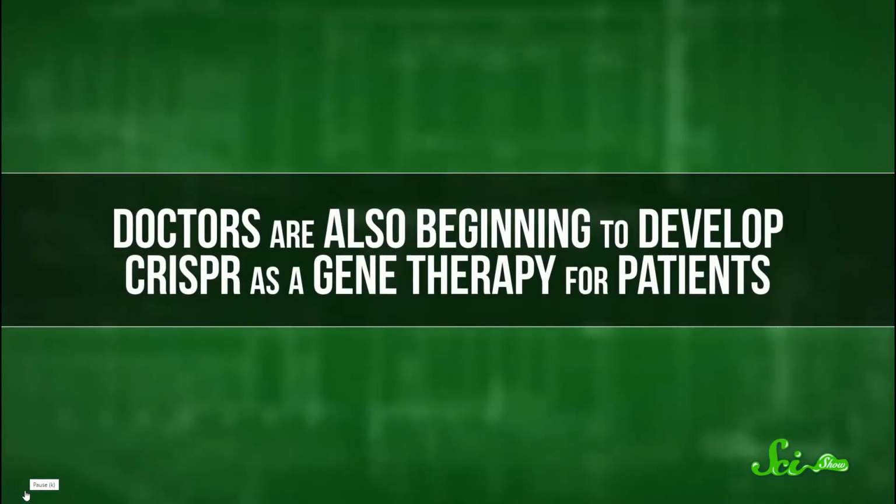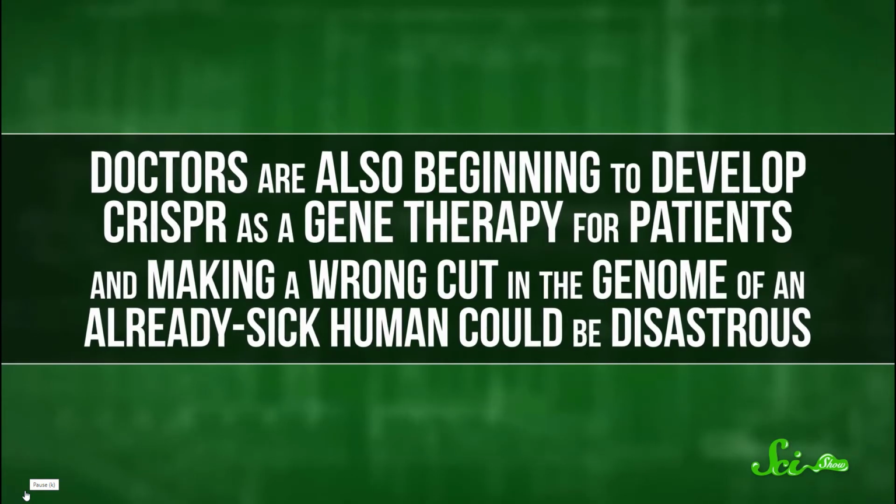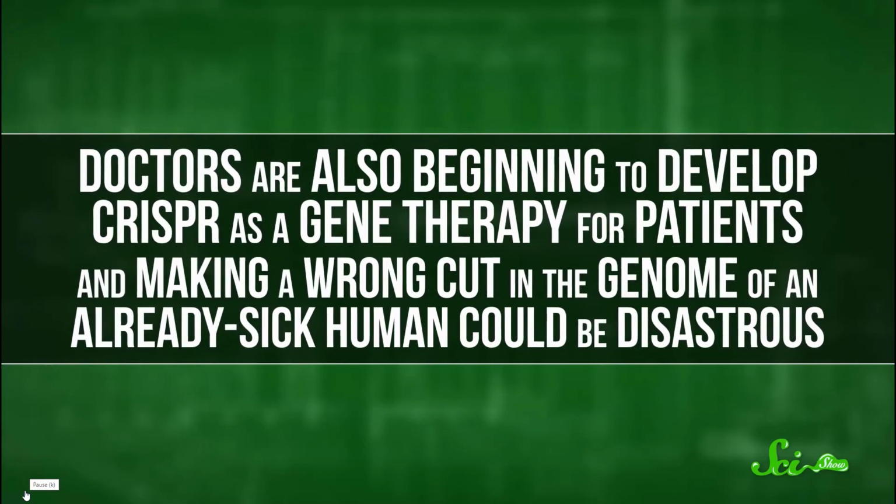But doctors are also beginning to develop CRISPR as a gene therapy for patients, and making a wrong cut in the genome of an already sick human could be disastrous. If they have cancer, for instance, an extra damaged gene in the already mutated cells might make the disease worse. That's why scientists have been carefully engineering the guide RNA and the amino acid sequence of Cas9 to try to make the technique more accurate and cut the right sequence every time.